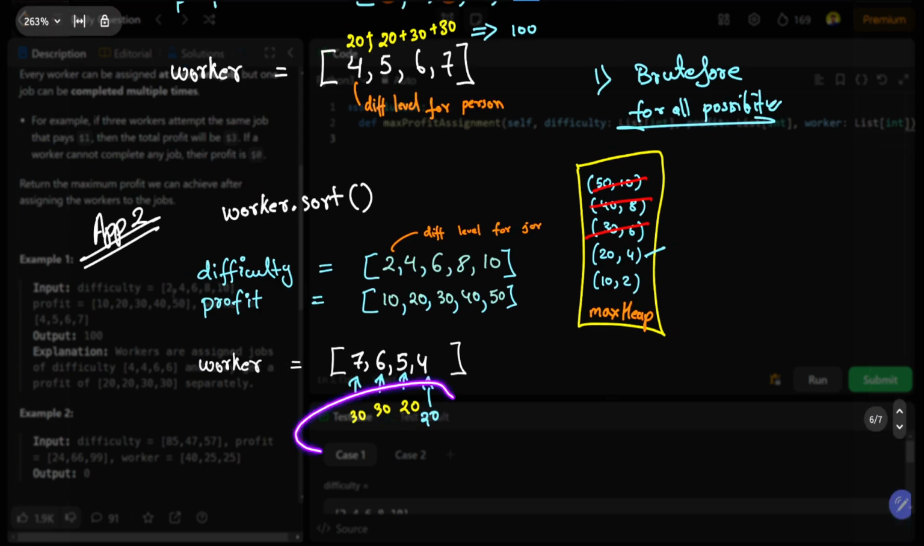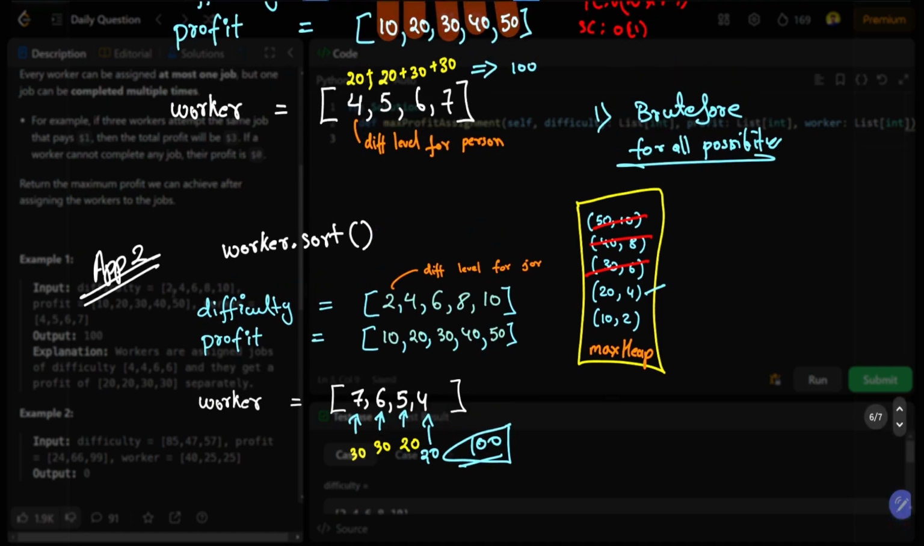If you see, we have done this and got the sum as 100 again for this case, the total sum. Now what we have done is the sorting. For sorting the workers array, let's say this was m. For sorting we got m log n. This was the time complexity for sorting this.